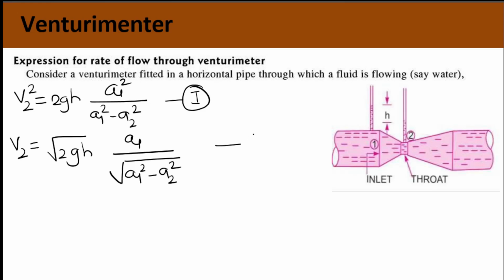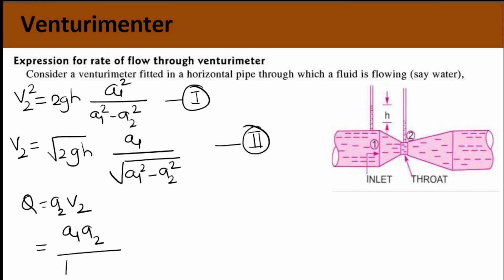Okay, so we got the relation for velocity at the throat, but we know Q is equal to A2 into V2. So if we put the above value of V2, the relation will change to A1 A2 divided by under root of (A1 square minus A2 square) into under root of 2gH. Now this is the relation for discharge under ideal conditions, and it is also called the theoretical discharge, so suffix T is used.